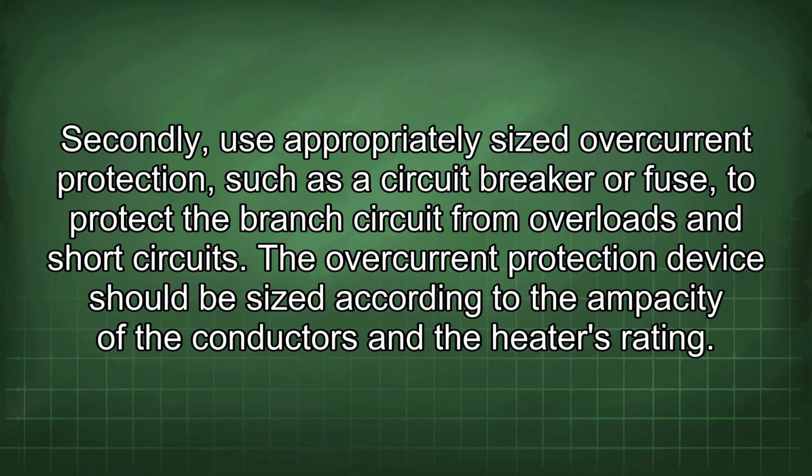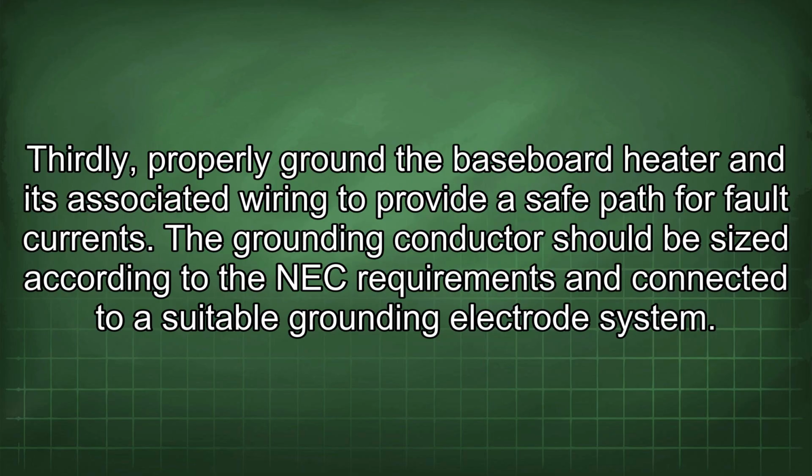Secondly, use appropriately sized overcurrent protection, such as a circuit breaker or fuse, to protect the branch circuit from overloads and short circuits. The overcurrent protection device should be sized according to the ampacity of the conductors and the heater's rating. Thirdly, properly ground the baseboard heater and its associated wiring to provide a safe path for fault currents. The grounding conductor should be sized according to the NEC requirements and connected to a suitable grounding electrode system.